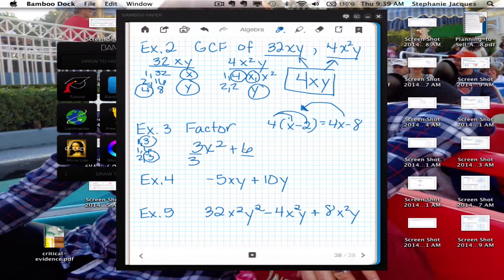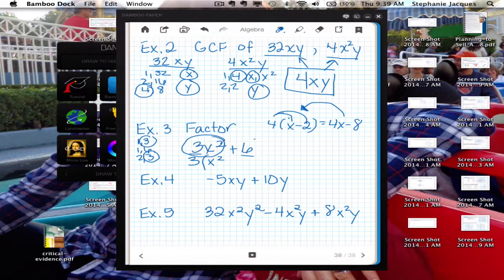This one has an x squared, but there's no variable here, so we can't put an x here. So I'm going to put a parentheses, and I'm going to ask myself, 3 times what gives me 3x squared? And I know 3 times 1 gives me 3, so I could put a 1 if I wanted to, but I have a variable, so I'm not going to. And then 3 times what gives me 3x squared? I'm just going to put an x squared, because 3 times x squared gives me that.